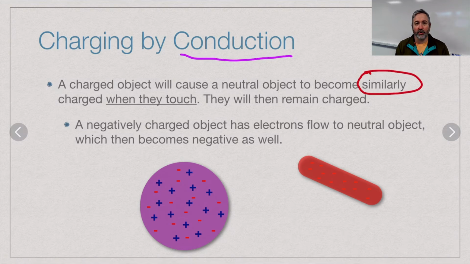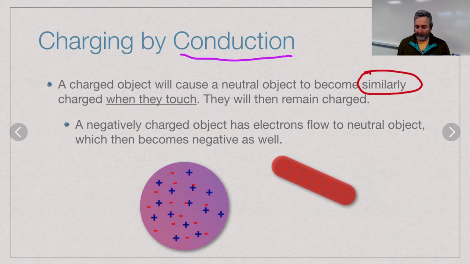In other words, I've got a neutral ball here and a negatively charged rod. And if I bring that negatively charged rod and touch the neutral ball, the ball will take on electrons and become negatively charged. Likewise, if I take a positively charged rod to a neutral ball, the electrons will go from the ball into the rod. And so they'll both become positively charged. So here we've got a negatively charged object, and electrons are going to flow in there.